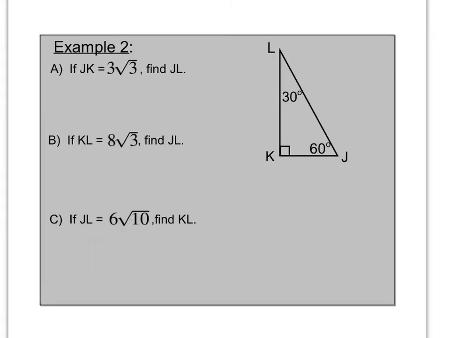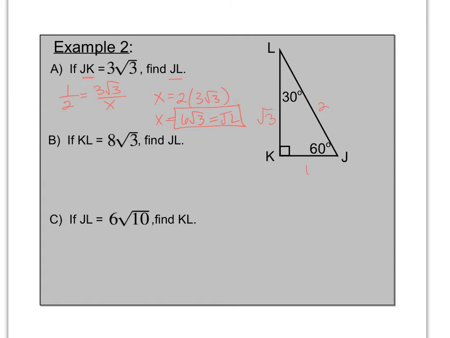Again, pause the video and try to label the sides with the 1, the 2, and the root 3. See if you can get them in the right spots. All right, that's how they should be labeled. We're working with JK and JL. JK and JL have a ratio of 1 to 2, so 3 root 3 over x. Cross multiply, we get x equals 2 times 3 root 3, which means x equals 6 root 3. So JL is 6 root 3.